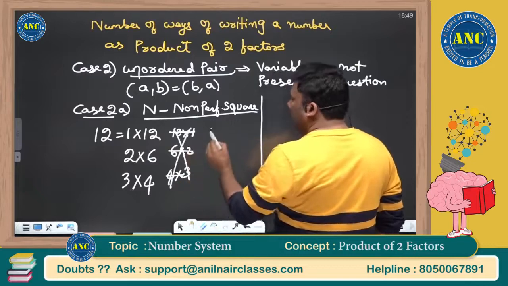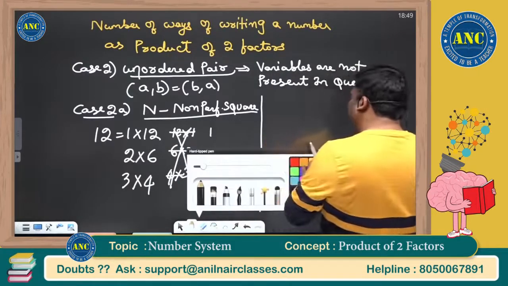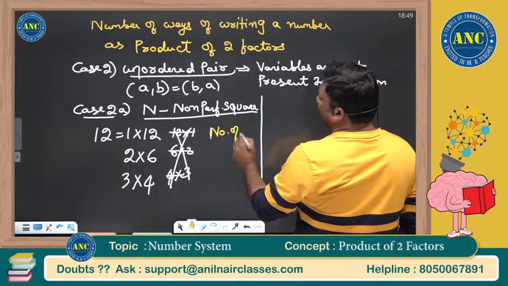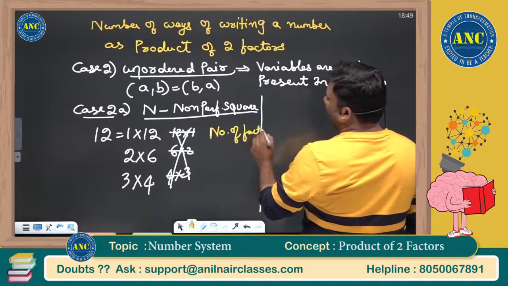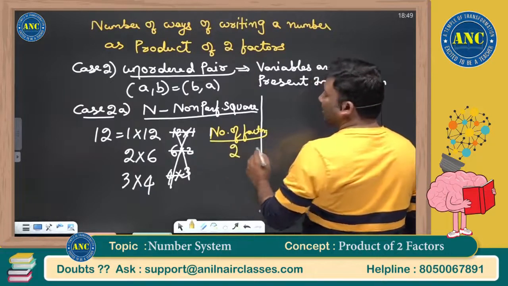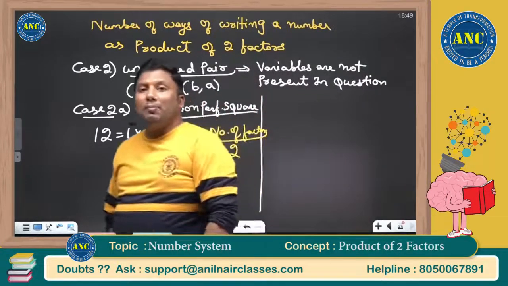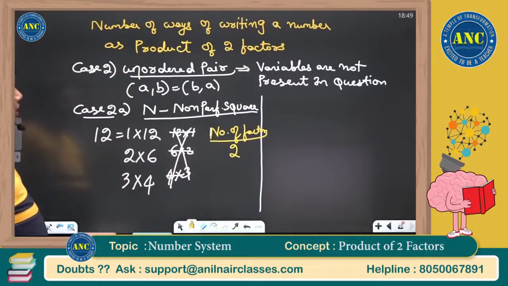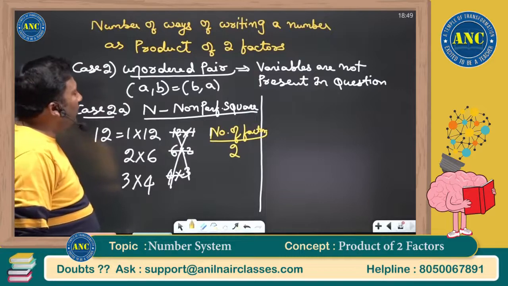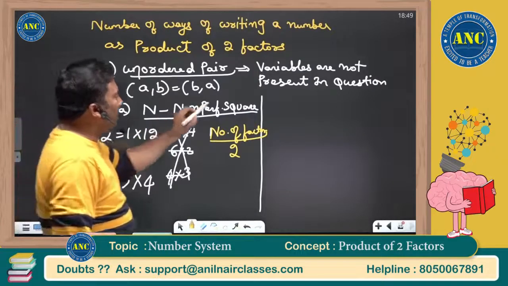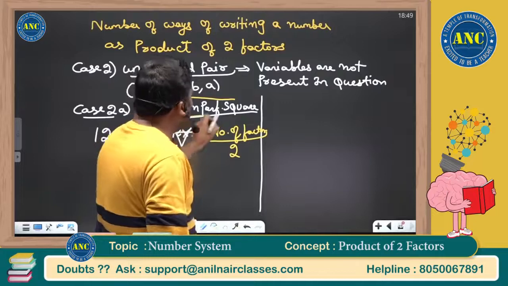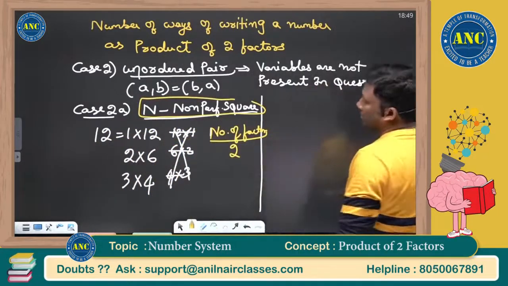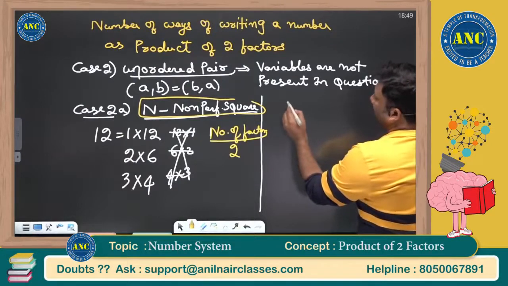Half of the cases are eliminated. If half of the cases are eliminated, what will be the answer? Number of factors by 2. Please write down. Why it became by 2? Because half of the cases will be eliminated. Unordered pair a comma b is equivalent to b comma a. If the number is a non-perfect square, then it is number of factors by 2.